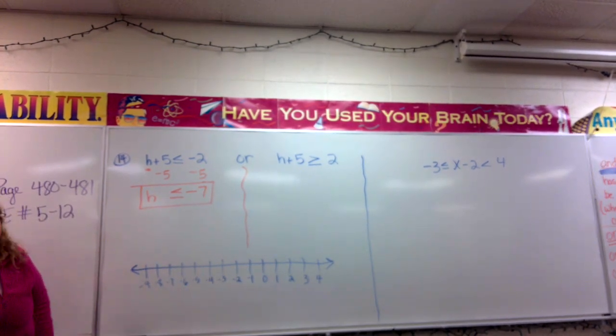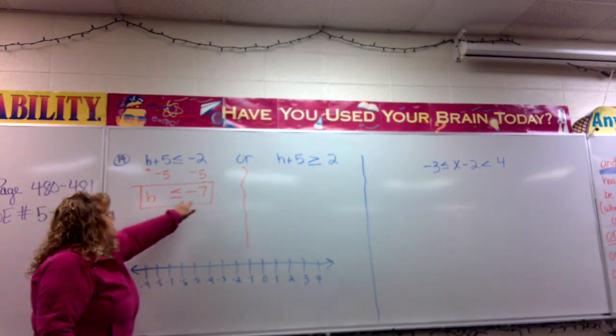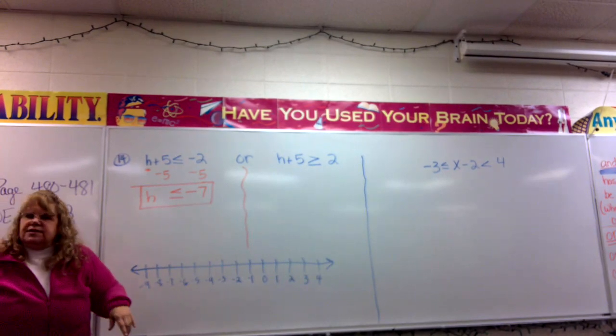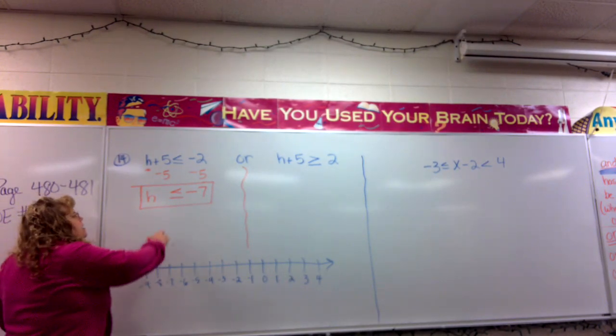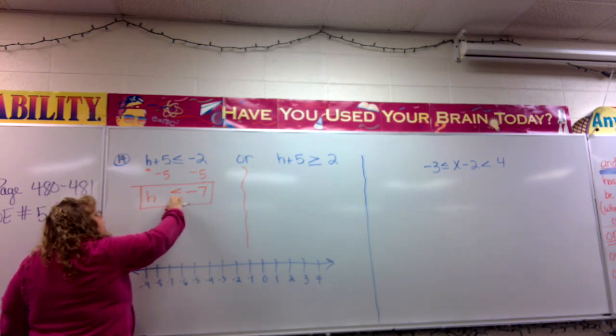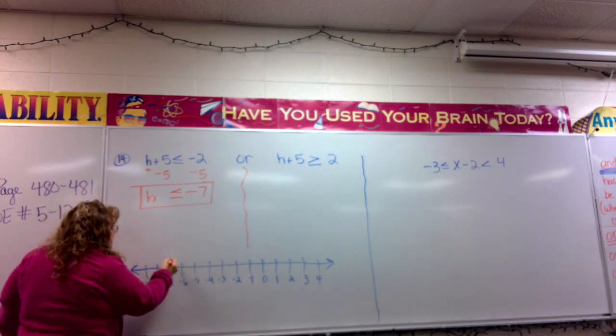So then you go down to your number line at -7. Should I color it in or not color it in? Color it in because it's got the equals to. If it's just less than, we do not color it in. But less than or equal to, color it in at -7.